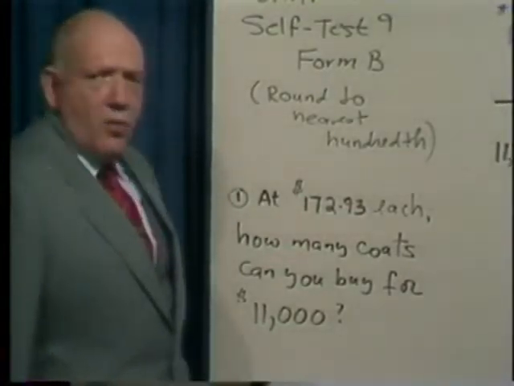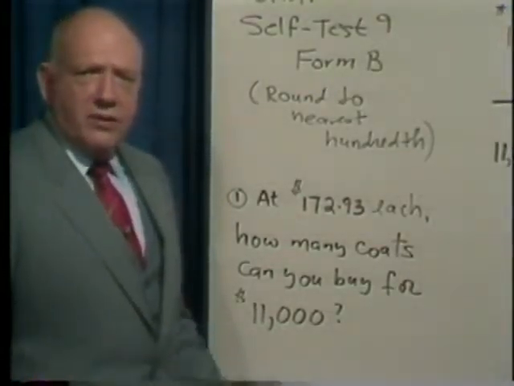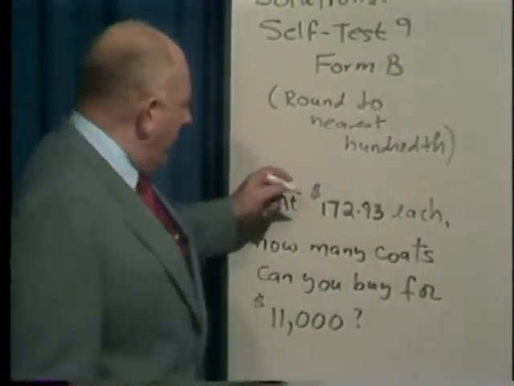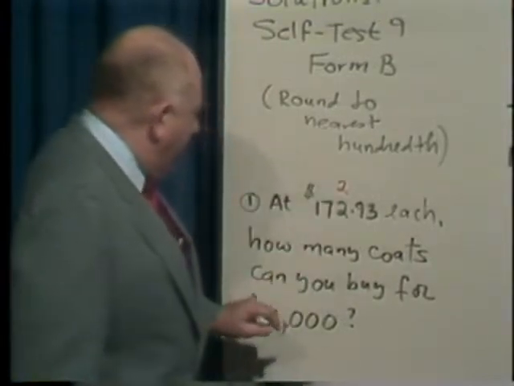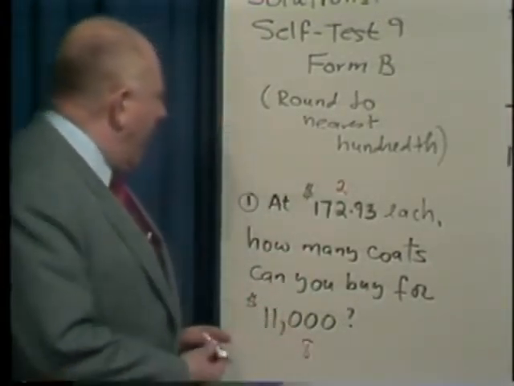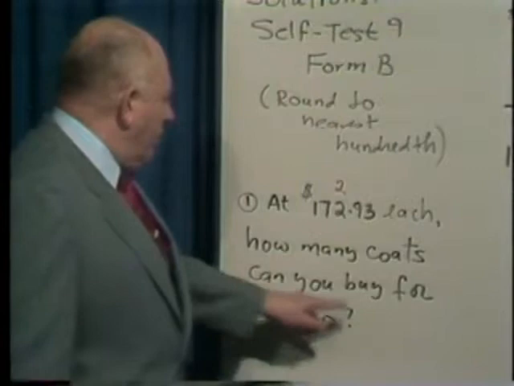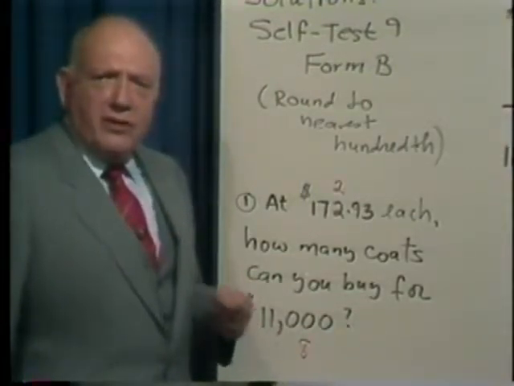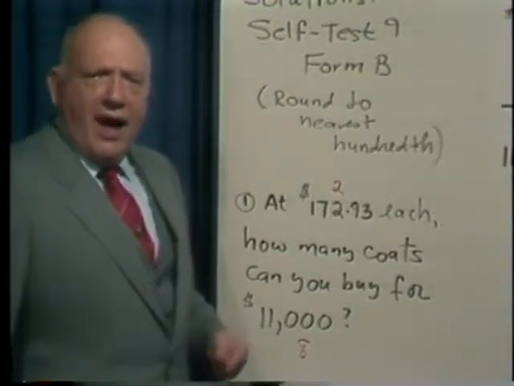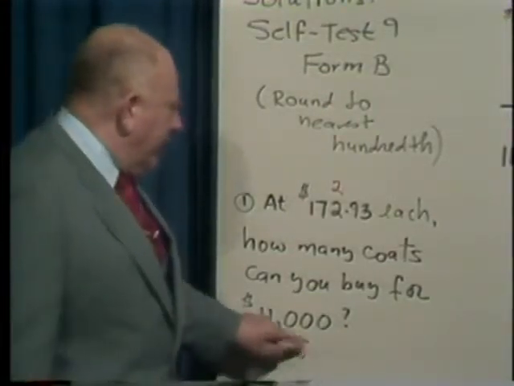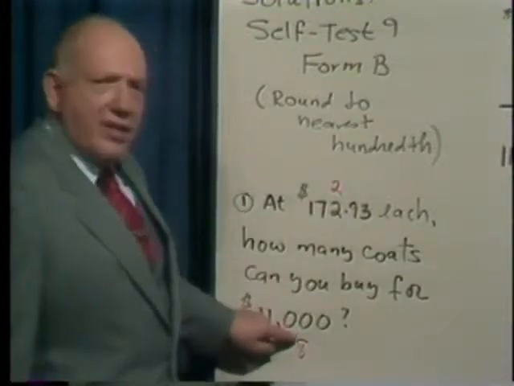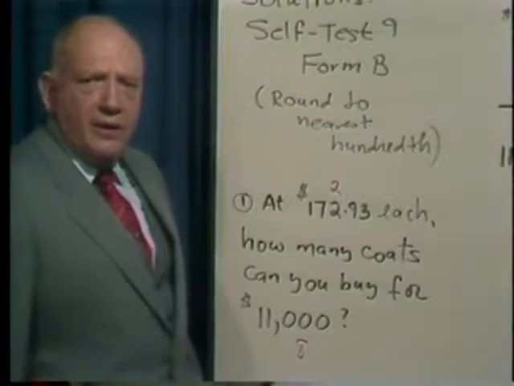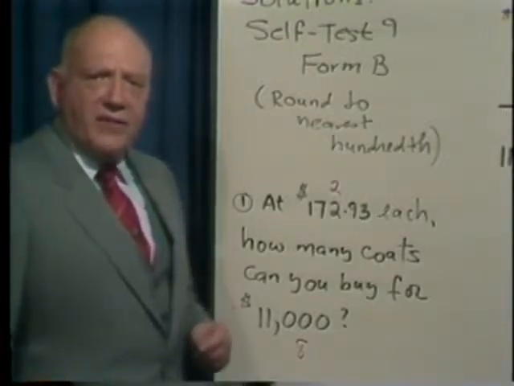I sometimes, when I'm confused, which is quite frequently, I like to put in small numbers just to get a rough idea of what's happening. For example, I might put a 2 over here, and I might put an 8 over here. And I would say, at $2 each, how many coats can you buy for $8? It's not a very realistic problem, but using those numbers, I see I can buy 4 coats. How did I get it? 8 divided by 2. So now I just say what? 11,000 divided by 172.93.